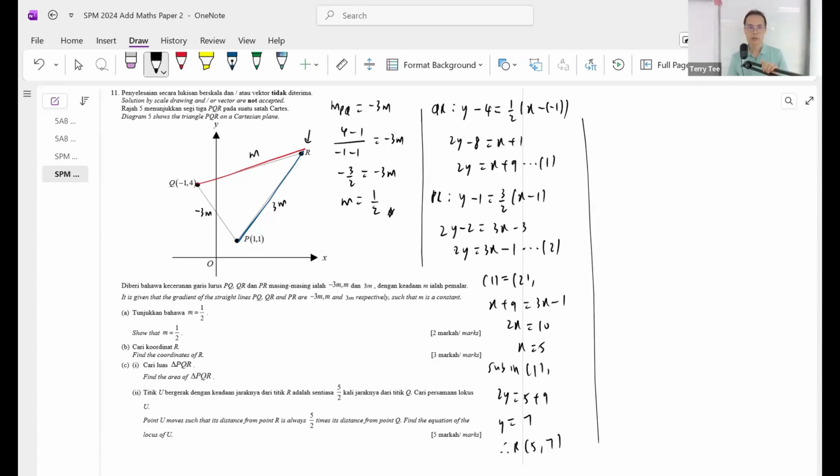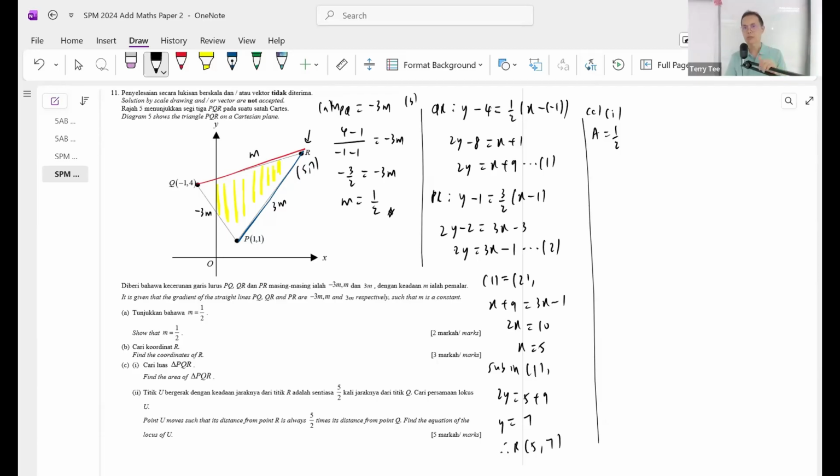All right, guys, I've got my part B done. Part A done, part B done. Now, part C, Roman 1: find the area of triangle PQR. For triangle PQR, we know all the points already. We know point Q, we know point P, we know point R, which is (5, 7). So let's use the formula, the shoelace method, if you like.